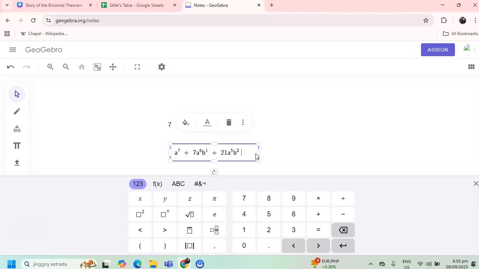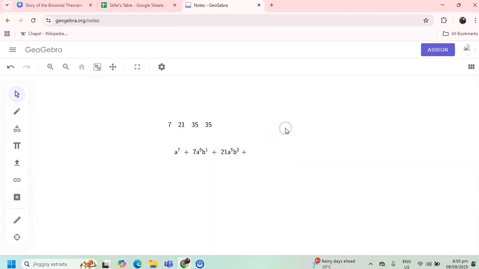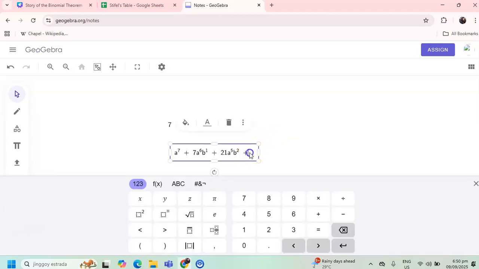Alright, now for the next term, what is the next coefficient? It's 35. So we write 35, and then decrease the exponent of a, we have a to the 4th, increase the exponent of b, we have b cubed. Okay? And then we have another 35, right? So the next coefficient will be 35, and then decrease the exponent of a, so a cubed, increase the exponent of b, so we have b to the 4th. And then we're done using the coefficients.